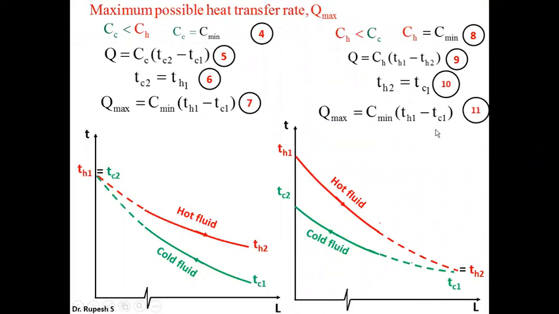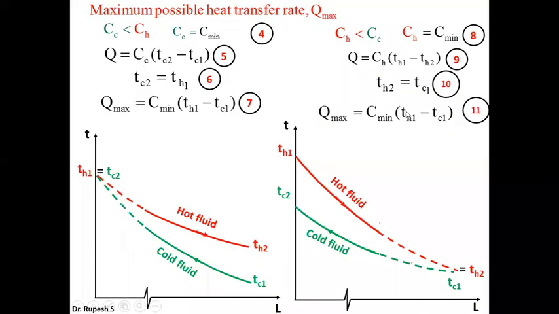From expressions 7 and 11, it is clear that irrespective of whether the hot or cold fluid has the minimum heat capacity rate, the expression for maximum heat transfer rate will be the same. That is, Qmax is equal to C minimum into Th1 minus Tc1. So we can conclude that maximum heat transfer rate is achieved when the cold fluid is heated to the inlet temperature of the hot fluid, or the hot fluid is cooled to the inlet temperature of the cold fluid.